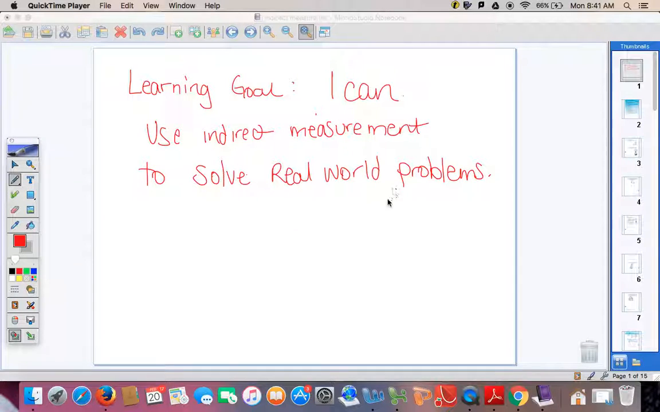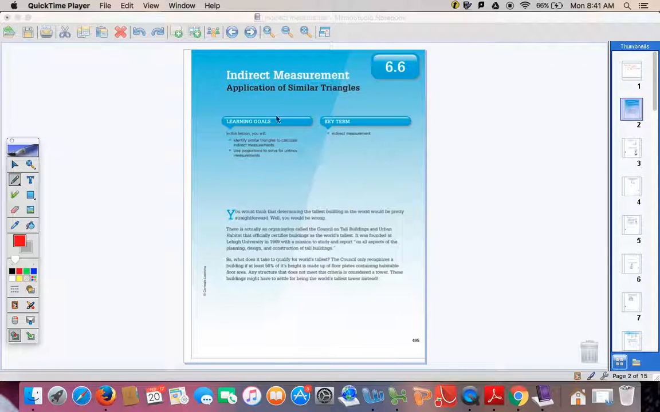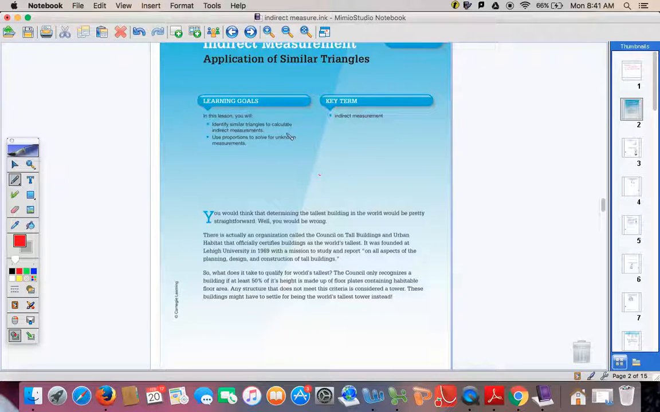Okay, so today we are going to be using indirect measurement to solve real-world problems. And this is going to be a super quick section. You only have about 12 problems in your skills practice book to do. So in this particular section, you're going to be, again, using similar triangles to calculate indirect measurements. And we're going to be using proportions in order to determine our unknown lengths.